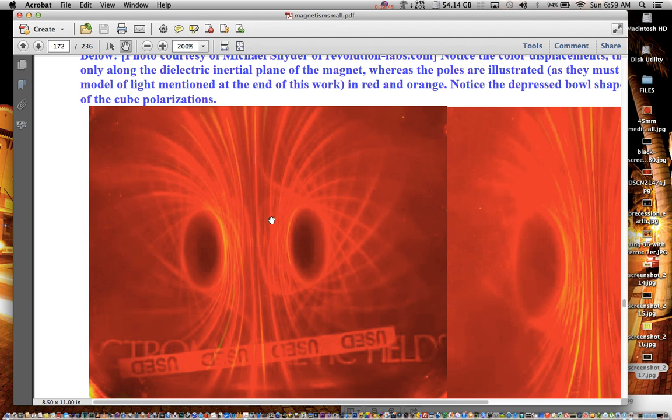What you're actually seeing right here is a dielectric inertial plane. You see this bright yellow line right here? This is a dielectric inertial plane of non-Euclidean zero divergence, i.e. highest inertia. Field dynamics are irreducibly very simple, but humanity doesn't understand them yet. But this is what magnetism truly looks like. It is being painted by light.